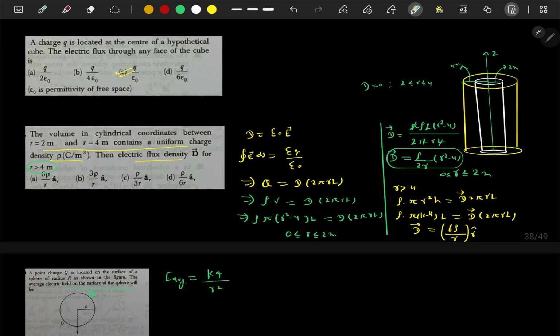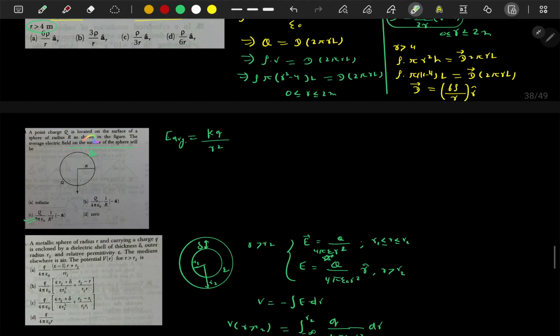R square is equal to 16 minus 4, r greater than 4. Okay, so 16 minus r1 minus r2 square, 16 minus 4. So what we are left with is 12 and d 2 pi l here. Just when you solve it, you are getting this. Hope you got this. This is 4, this is 2. 16 minus 4.